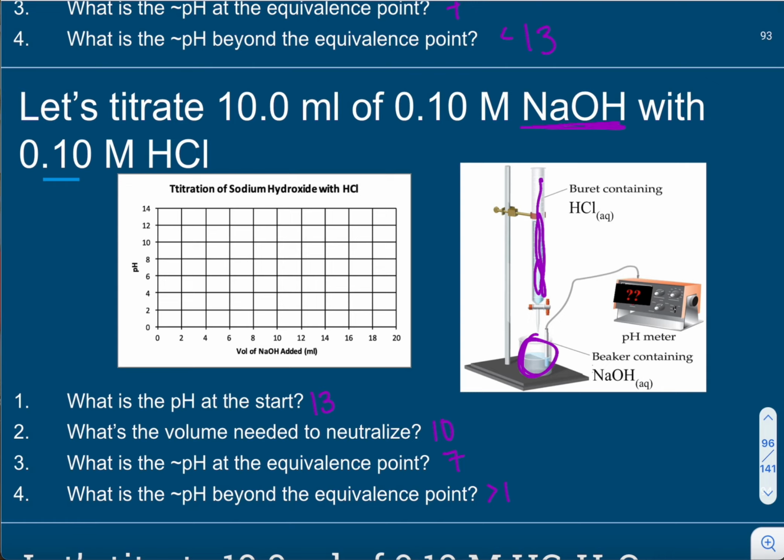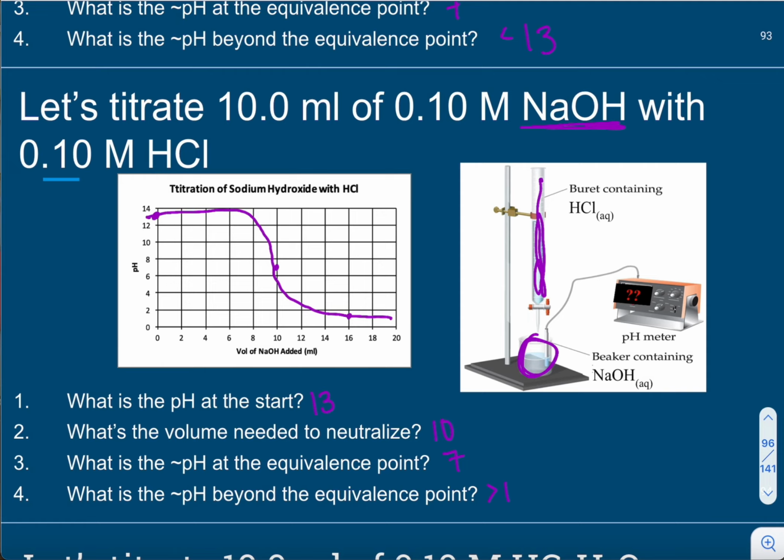So we would take 13. And then at 10, we're at 7. And then after 10, we're about 1, a little bit higher. Okay, so same thing. You have this weird little straight part, and then it goes straight down at the equivalence point and curves back out. Okay, so again, it will look something like that.